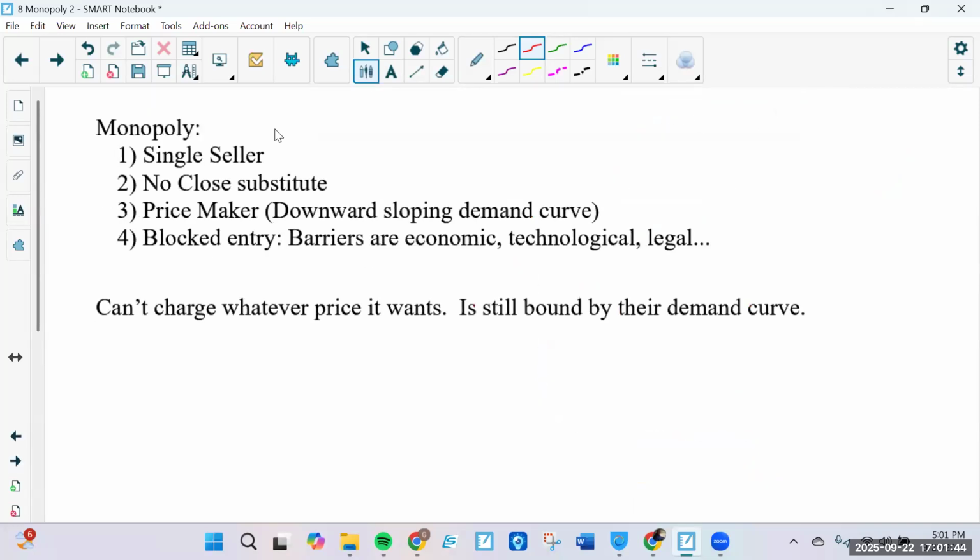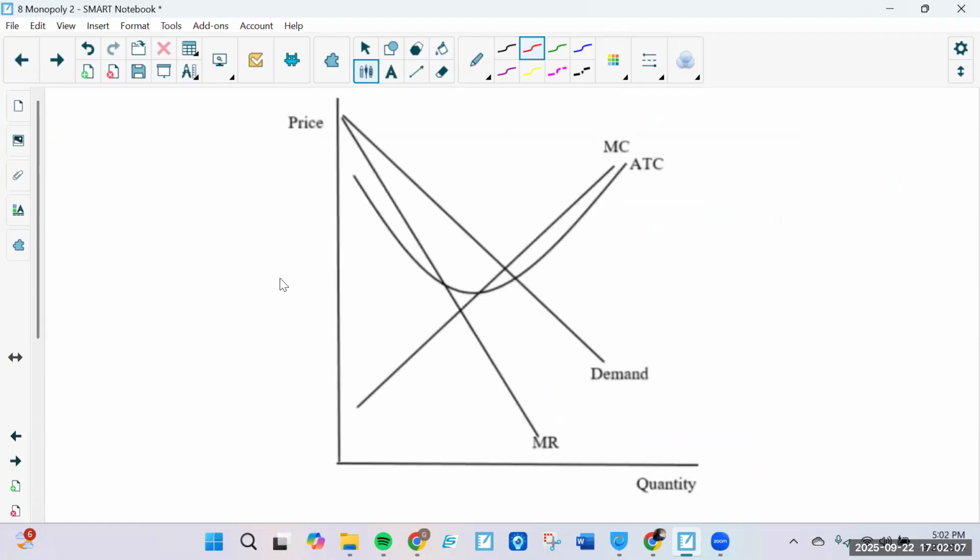So remember, a monopoly is one seller with no close substitutes. They're what we call price makers. They still have a downward sloping demand curve, but they're not price takers. They determine their quantity and then set the price based on their profit maximizing quantity. And entry is generally blocked for whatever reasons. So this is what the monopoly looked like last week.